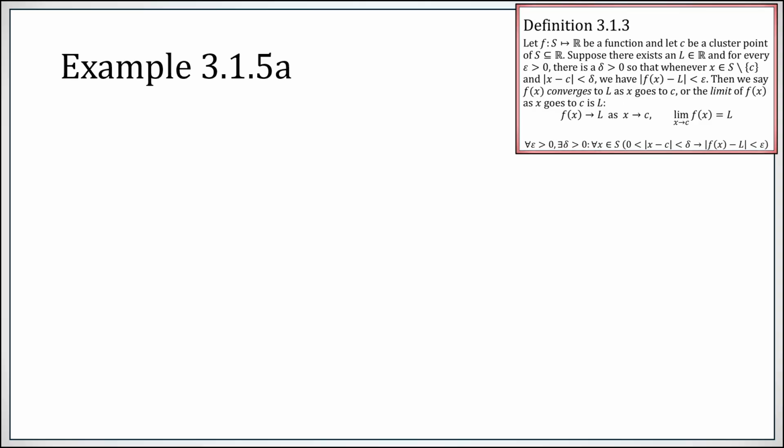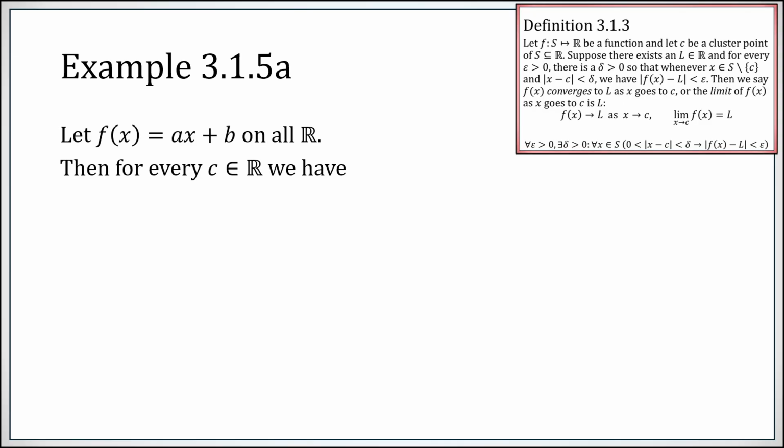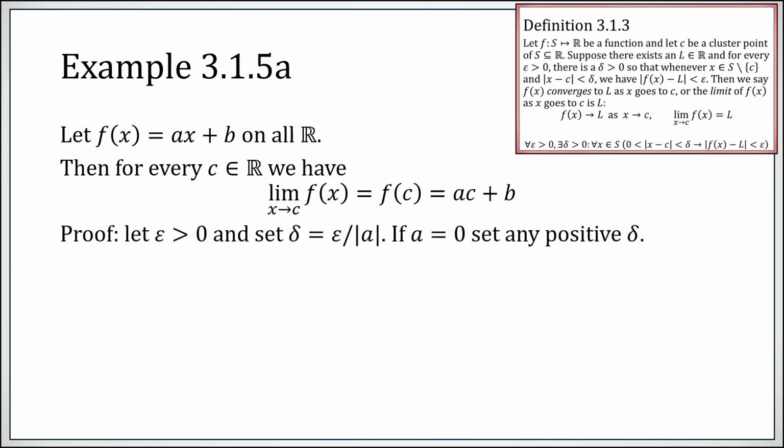Okay, here's another example. Let f of x be ax plus b for every real number. Then for every real number c, we have that the limit as x approaches c of f of x is a times c plus b, which is in fact the same thing as f of c. Suppose epsilon is positive, set delta to be this particular positive number, epsilon over the absolute value of a. Now, if a is 0, you can't do that, but in that case, just pick any positive number you want, it won't really matter. If a is equal to 0, note that this function is actually constant. f of x is simply the constant b.